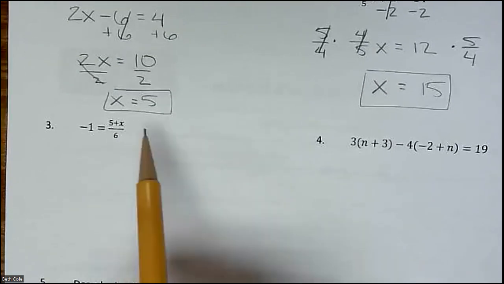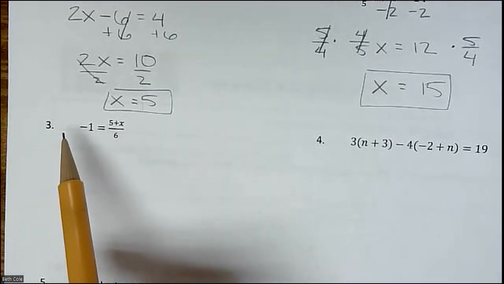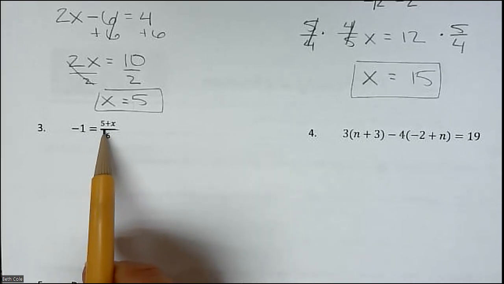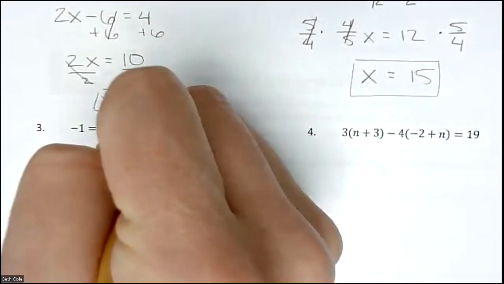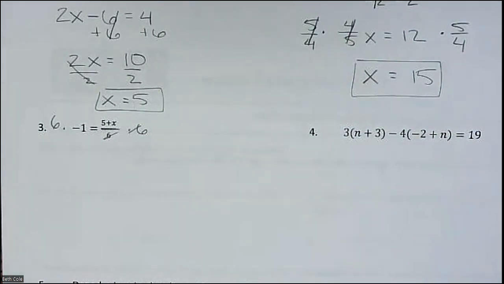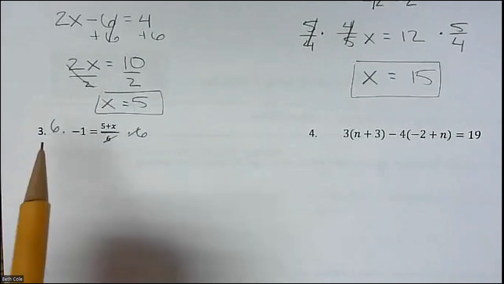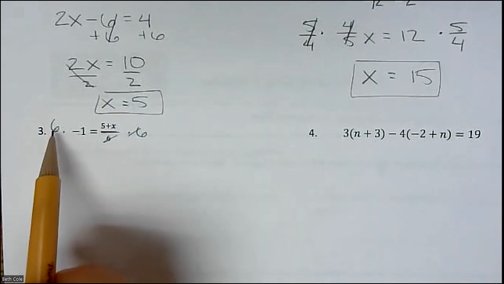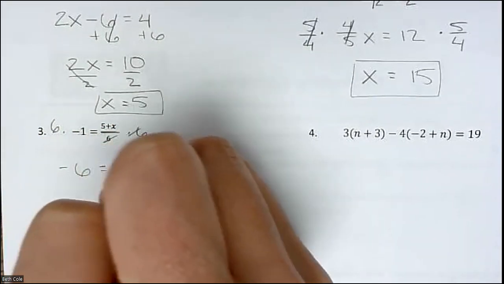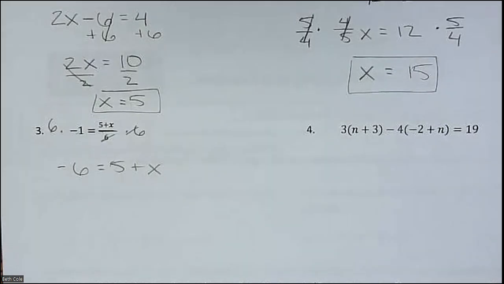So this one, do you see how the x is on the right side instead of the left side? That's fine, doesn't really make a difference. What does this bar mean? Divide. So what's the opposite of divide? Multiply. So you're going to multiply both sides by 6. Whatever's there, you're trying to undo it. So you have to do the opposite. So over here, what would we have? We have -1 times 6. So good, -6 equals 5 plus x.